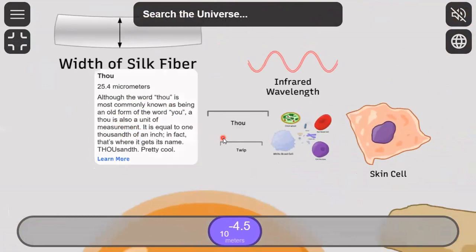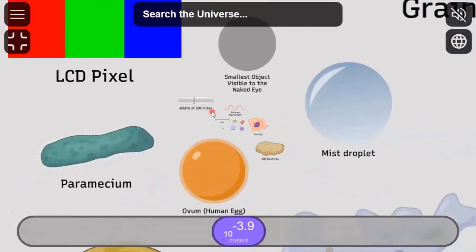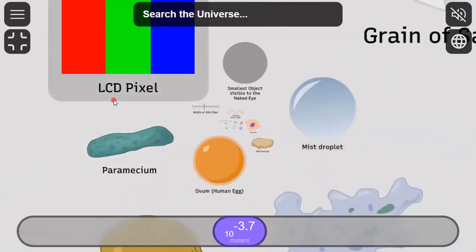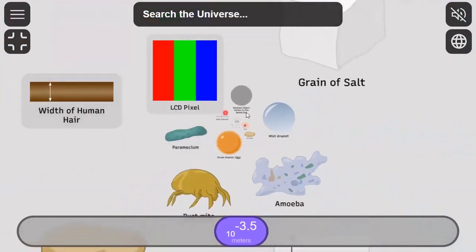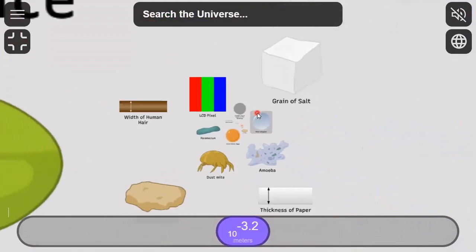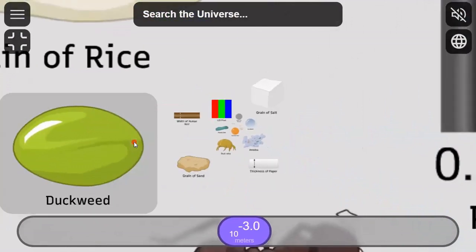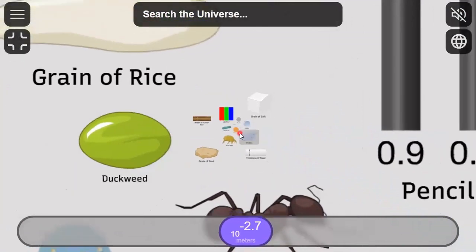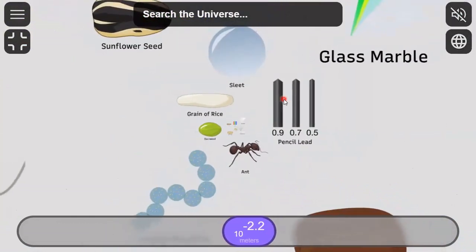Width of the silk fiber, mist droplet, LCD pixel, paramecium, width of a human hair, grain of salt, just one grain, grain of sand. Then look at this, grain of rice, so amazing. And pencil, the lead pencil that children use in the initial steps of their school time for writing.